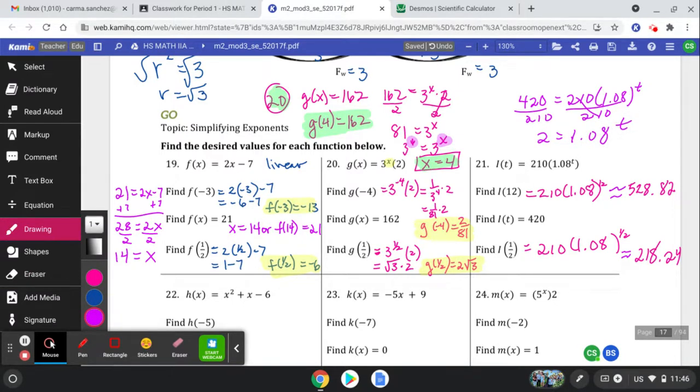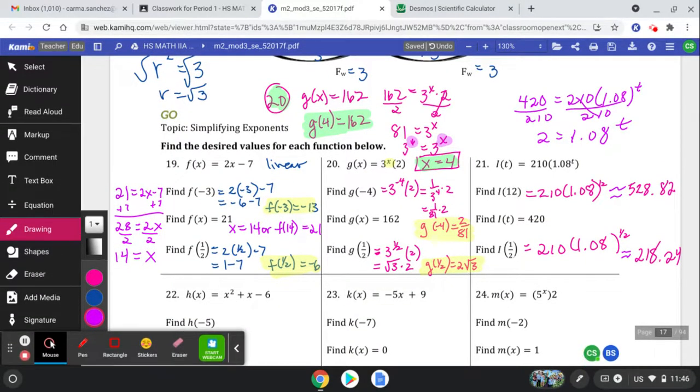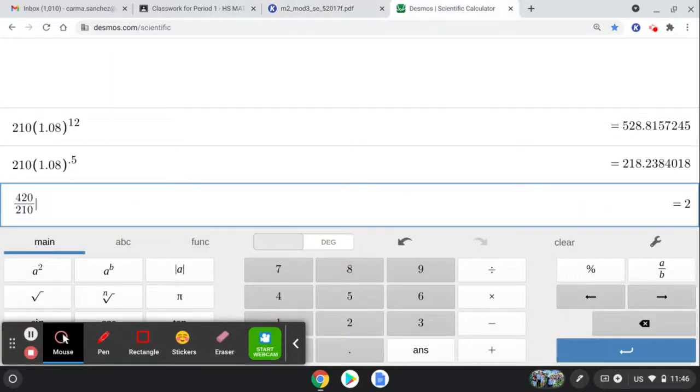Now, when I try to solve for an exponent that is unknown, we actually are supposed to be using something called a logarithm, but you're not going to learn those until Math 3. So we have to troubleshoot, what am I going to do here? So let's go check this out.